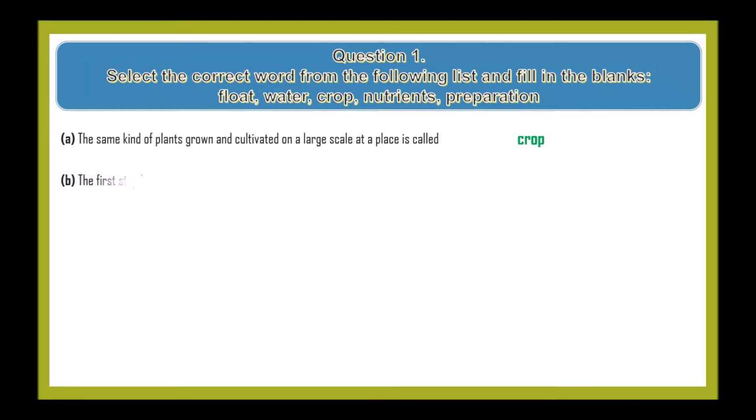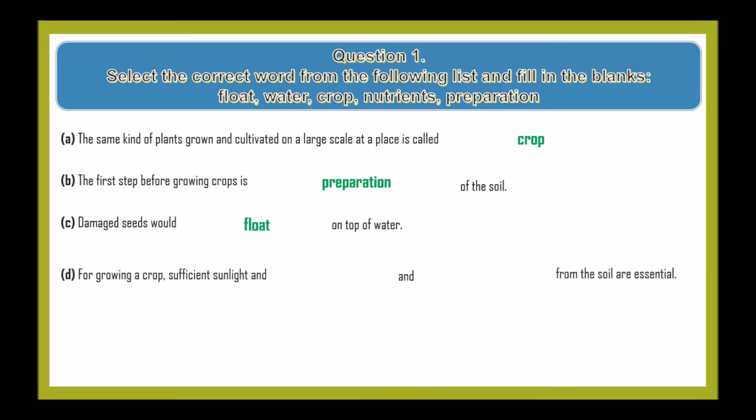The first step before growing crops is preparation of the soil. Damaged seeds will float on top of water. For growing a crop, sufficient sunlight and water and nutrients from the soil are essential.